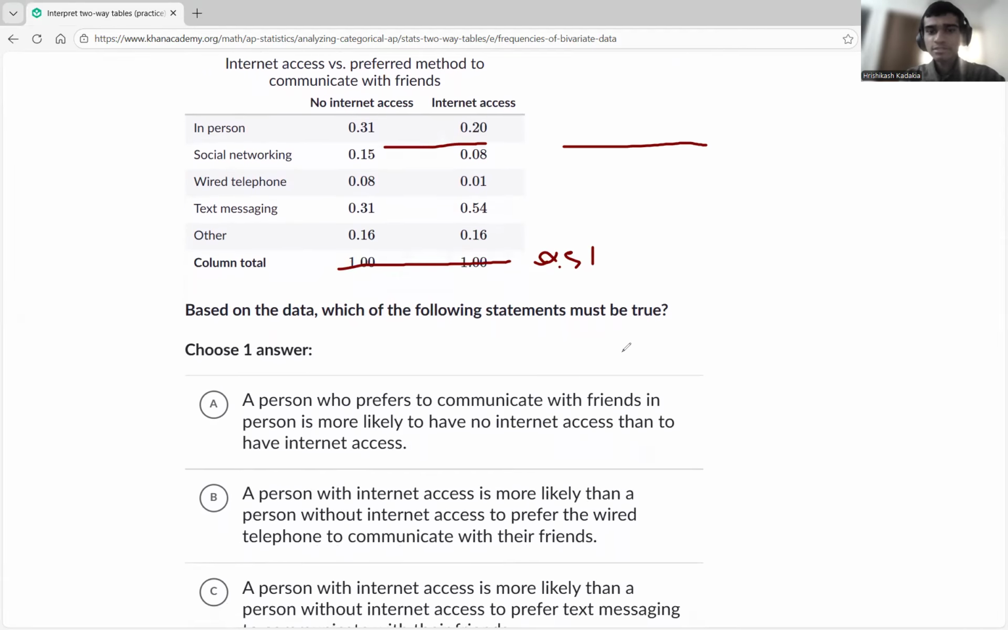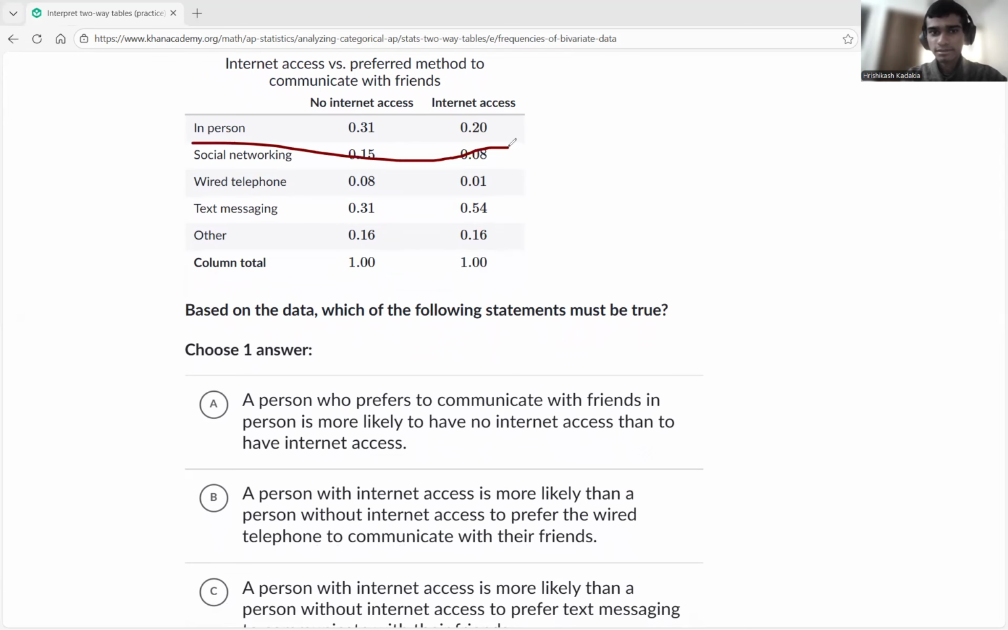So if you see here, which of the following statements must be true? A person who prefers to communicate with friends in person is more likely to have internet access. Well, we can conclude based on in person, but this is not a relative. We have to conclude like this. This is the correct way. This is incorrect. We have to conclude like this.